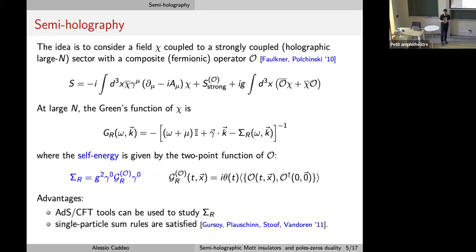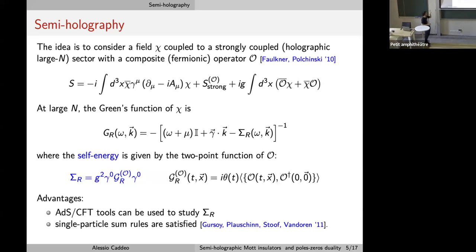The strongly coupled sector in semi-holography is described by a holographic theory, indeed. In general, as we saw from the review, these are large N strongly coupled theories. The simplification that the large N limit brings is that the correlators of the strongly coupled sector factorize. So in particular, the most important object becomes the two-point function of the composite operator O.